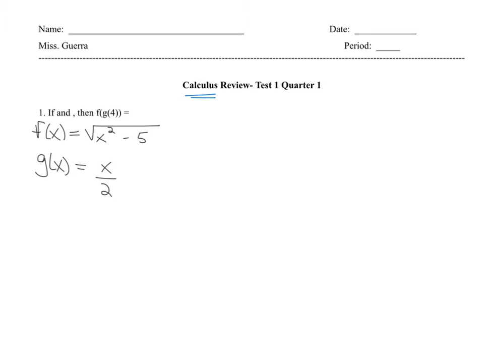Alright, so first question. The first question says, if f of x equals the square root of x squared minus 5 and g of x equals x over 2, then what does f of g of 4 equal? Well, this is a composition of functions, and the first thing you should do is the inside. So that means complete g of 4 first. That means plug in 4 for x for g. So this x value got replaced with a 4. And I get 2. Now take this 2 and put it into f of x.